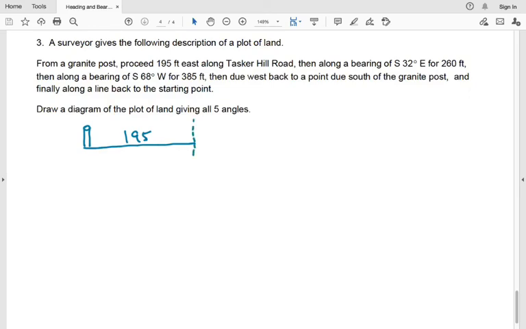So I'm going to draw my little axis here, and this is still my north, south, east, and west axis. And we're going to go from the south 32 degrees in the east direction. So that'll put me this way, where this is 32 right here, east of south. And we're going to go for 260. So I'm going to try to make that a little bit longer, 260 feet. Then along a bearing of 68 degrees west of south. So again, draw myself a new axis. And I'm going to go in the west direction 68 degrees from the south axis. So this right here will be 68. And we're going to do that for 385.